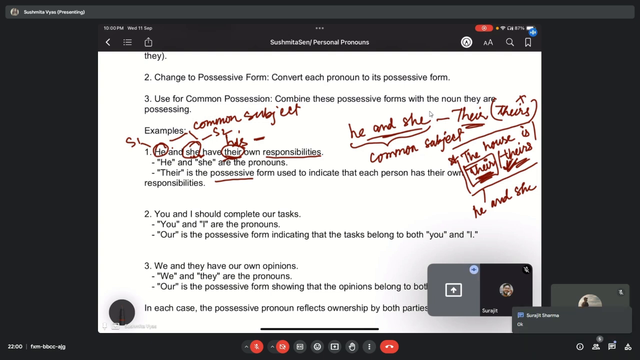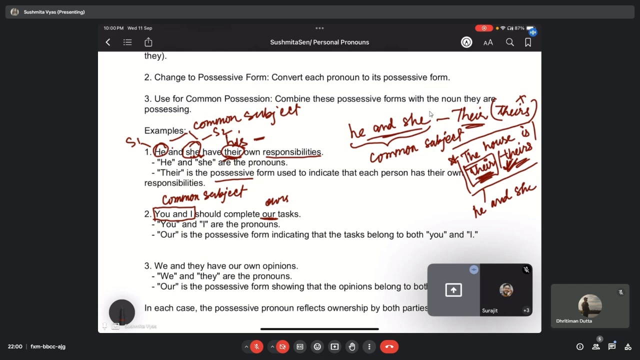You and I should complete our task. Can we write ours task? No, na. We will write our task because here you and I is a common subject. You and I is a common subject. मतलब both of us together we should complete our task. Okay.